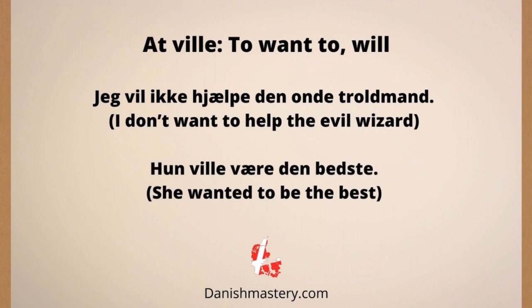At ville. To want to or will. This is really something that takes time to master, but here it is anyway. Jeg vil ikke hjælpe den onde troldmand. I don't want to help the evil wizard. Oh, that's good. Hun ville være den bedste. She wanted to be the best. Yeah, like that.